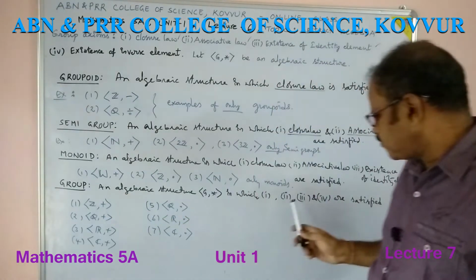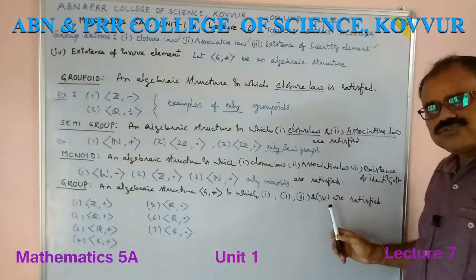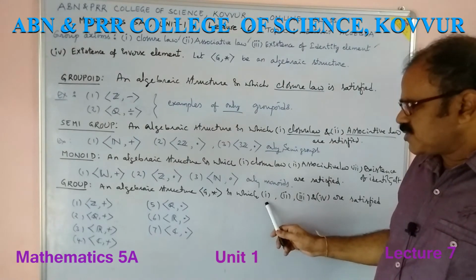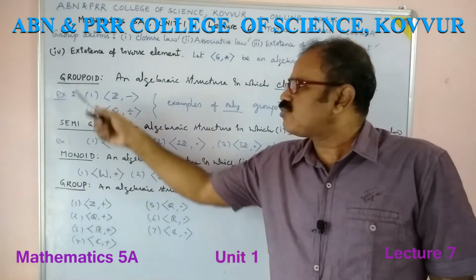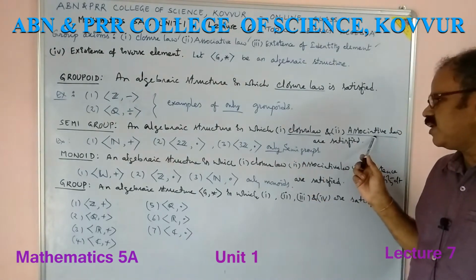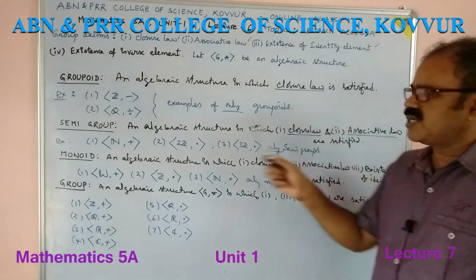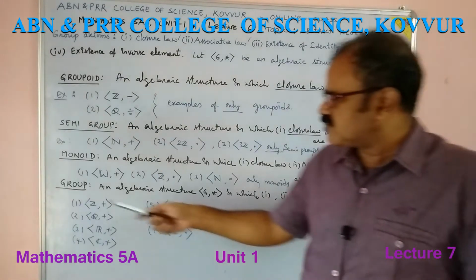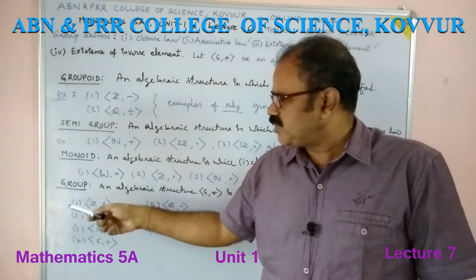Suppose a group satisfies all the four axioms 1, 2, 3, 4. That is why they are called group axioms: closure law, associative law, existence of identity, existence of inverse. Since closure law is satisfied, a group can be called a groupoid. Every group is a groupoid. Similarly, a semi-group satisfies two laws, closure law and associative law. What about group? In group, all four axioms are satisfied. So, every group is a semi-group, but every semi-group cannot be a group. Every groupoid cannot be a group.